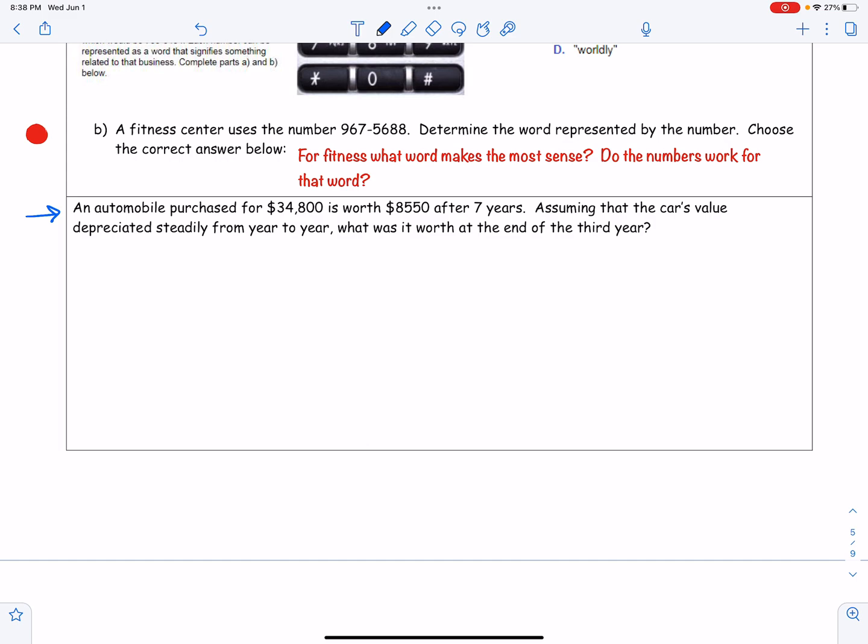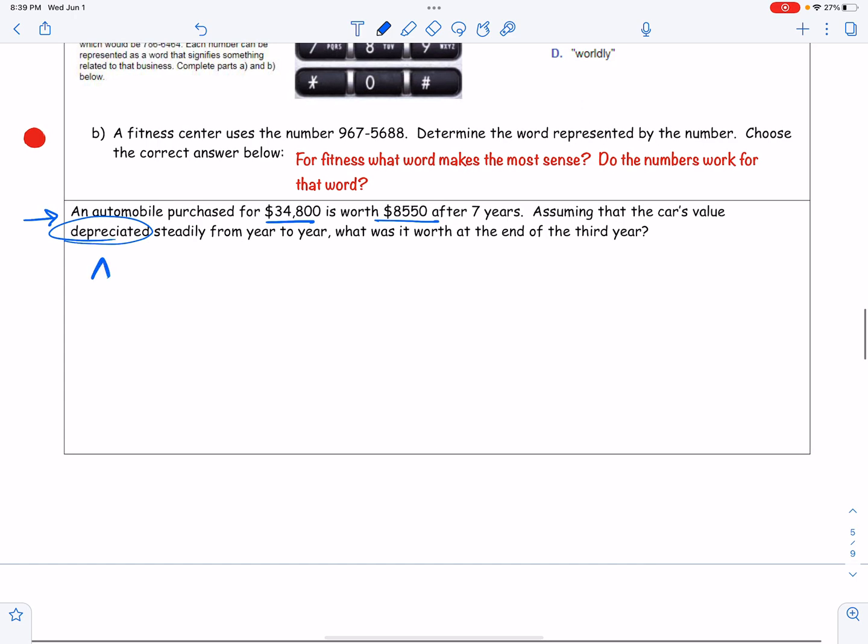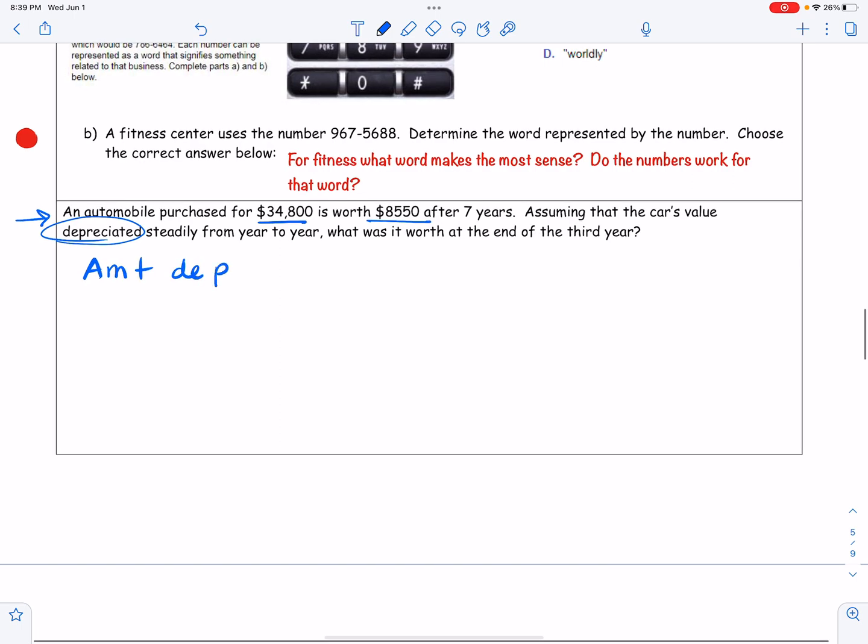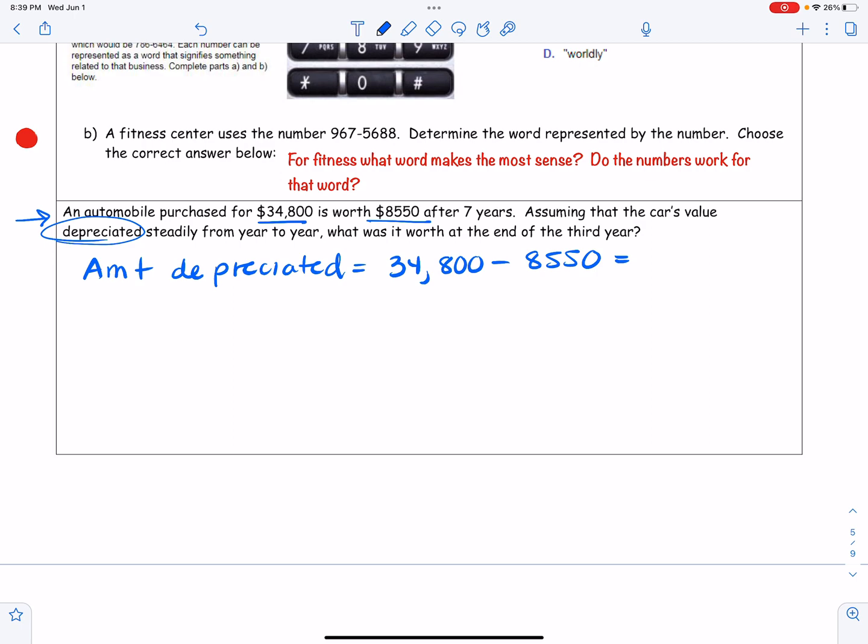All right, so if I read it first, an automobile was purchased for $34,800, and it was worth $8,550 after 7 years. And I'm interested in the amount of depreciation. So the first thing I'm going to do is figure out the amount that it depreciated. That's just going to be the difference, $34,800 minus $8,550. That difference is the amount that it depreciated, an amount of $26,250.